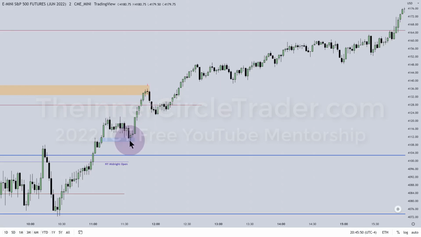So it went from a discount. How is this a discount? We moved from the low to here. Think about what's been shown. We are above the New York midnight opening price. So the market dropped down to a discount, creating the low of the day.